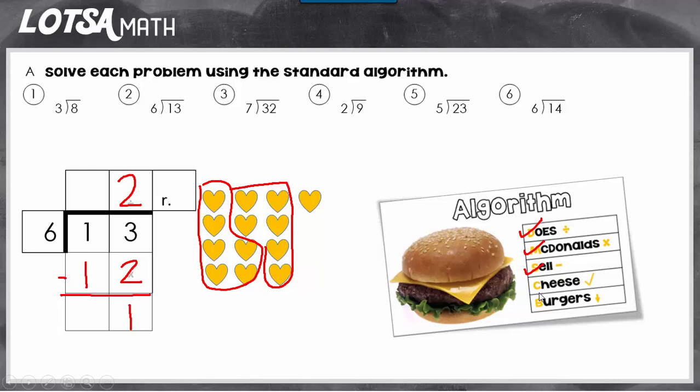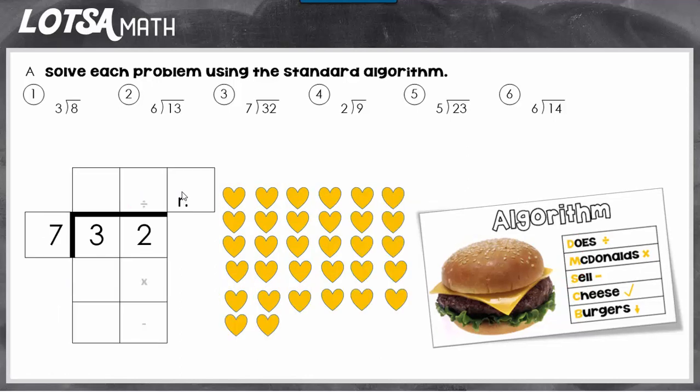The next step of my algorithm is to check. So I'm looking at the 1 and checking to make sure it's less than 6. If it was more than 6, we would have just made another new group. Since it's less than 6, I'm ready to bring. I can either bring this number up in the remainder, or I can bring another digit from the dividend down. Well, there are no other digits in the dividend, so I'm going to bring this 1 up to end my problem and to show the remainder. So the answer is 2, remainder 1.